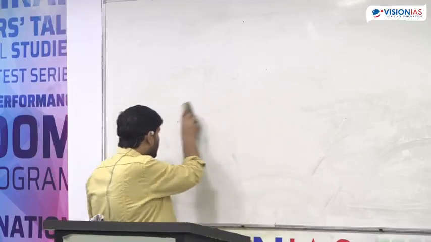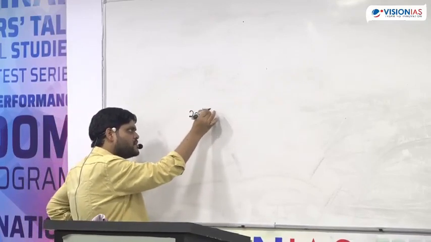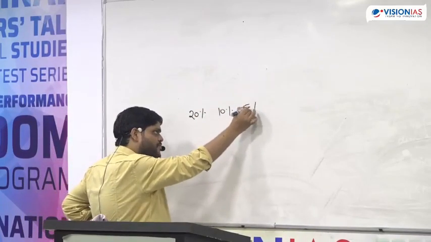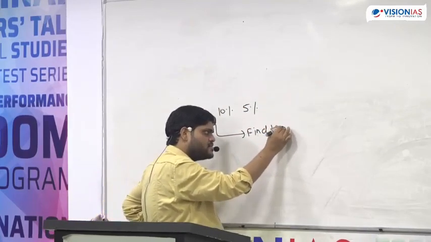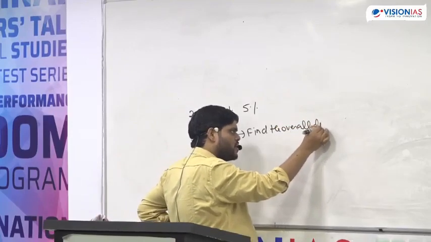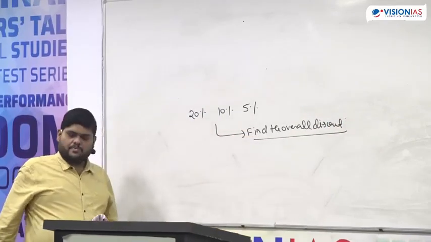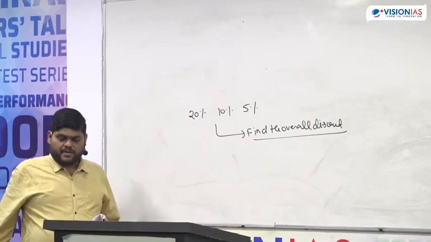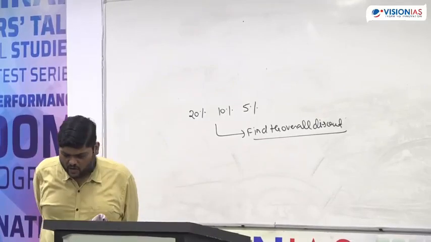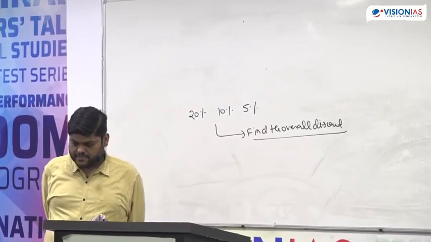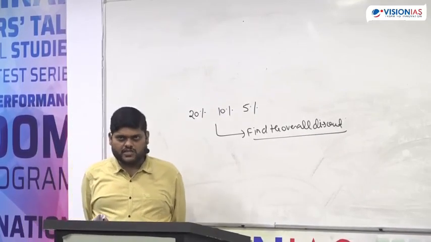Okay. Sometimes they will give: a shopkeeper is giving discounts of 20%, 10% and 5%. Find the overall discount. A shopkeeper is giving 20%, 10% and 5%. Find the overall discount. So in such a case, how to solve this question?